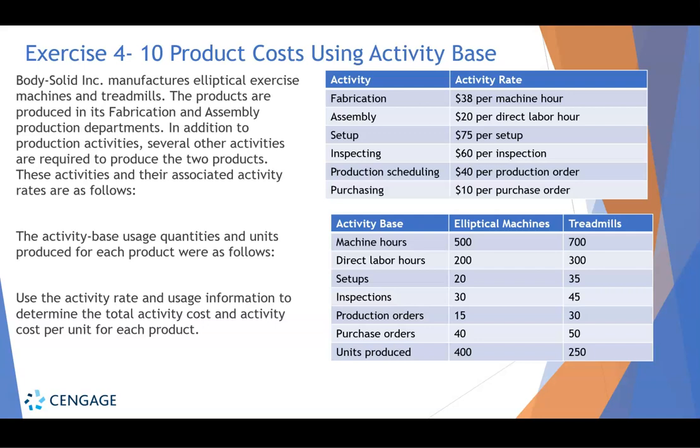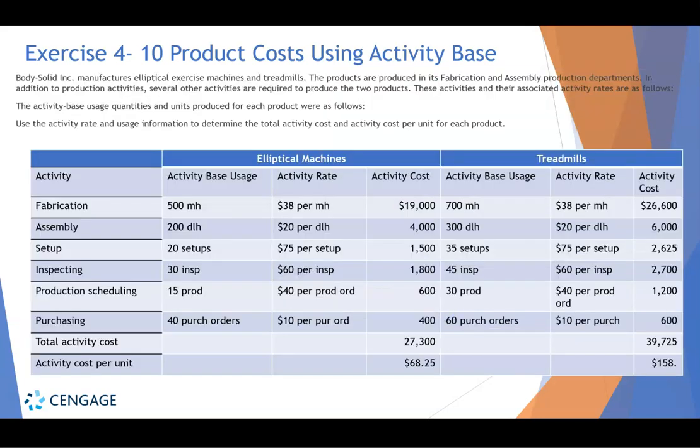The activity-based usage quantities and units produced for each product are shown here. So we've got our machine hours, 500 elliptical, 700 treadmill, the direct labor hours, the setups, everything is spelled out. We need to use the activity rate and usage information to determine the total activity cost and activity cost per unit for each product. So here, if you see elliptical machines, and we see how many machine hours are needed, and then assembly, how many direct labor hours, and then the setups, inspections, scheduling, and purchasing. We do that for each, the elliptical, and then the treadmill.